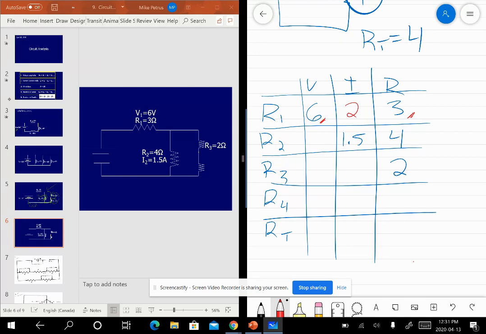V equals I times R from Ohm's law as well. 1.5 times 4 is 6. And then away we go. And then I look back to my diagram. All right, what does that tell me?